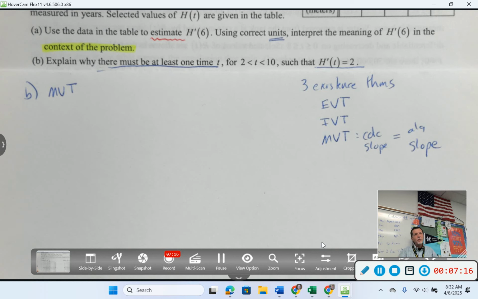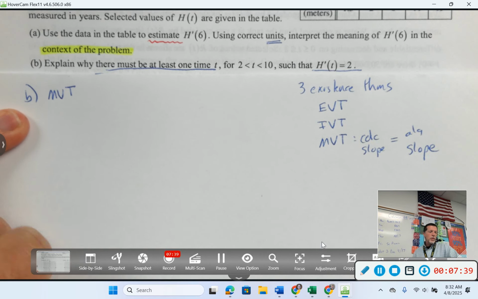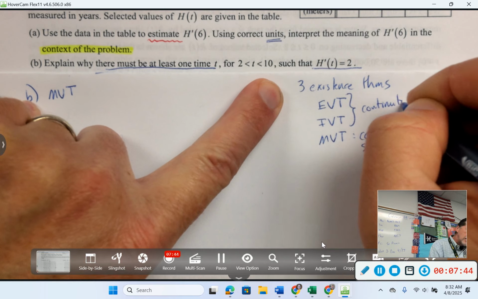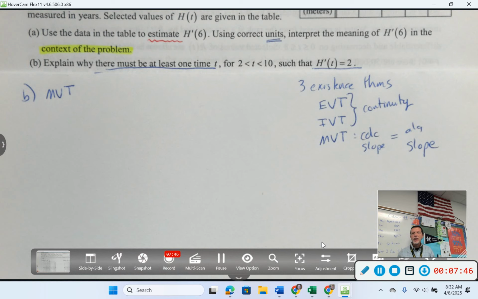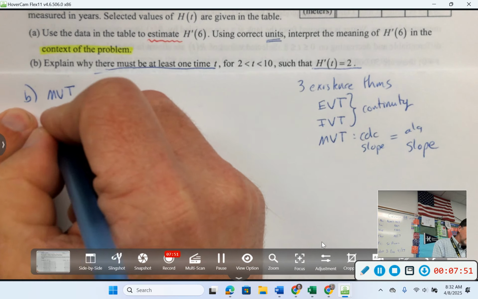A bunch of you, I forget what number it was, I graded them last night. There was an MVT problem on the free response question, and a bunch of you got MVT, but most of you didn't say why you're allowed to use MVT. So do you remember what the conditions are for MVT? Continuous and differentiable. By the way, the other two only require continuity, basically because it doesn't matter what their slopes are doing. MVT requires differentiability and continuity.